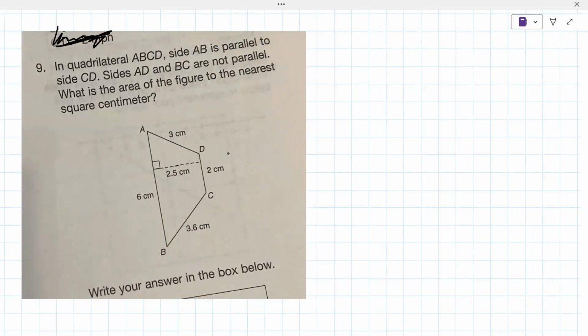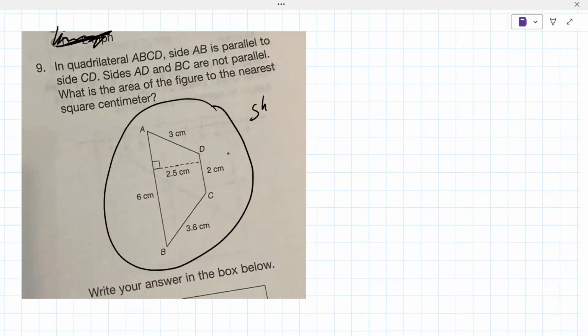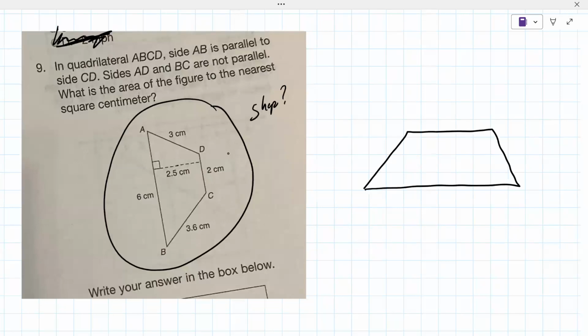In quadrilateral ABCD, side AB is parallel to side CD. Sides AD and BC are not parallel. What is the area of the figure to the nearest square centimeter? Okay. So what name would you give to this shape right here? This is a trapezoid. It's usually better to draw it where the base is on the bottom and the top.